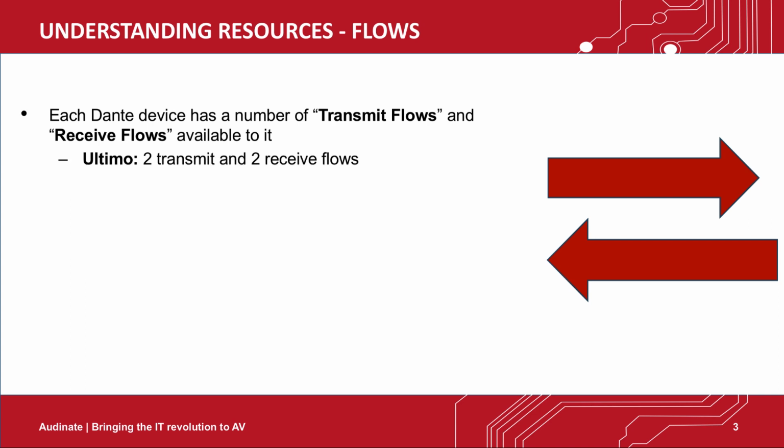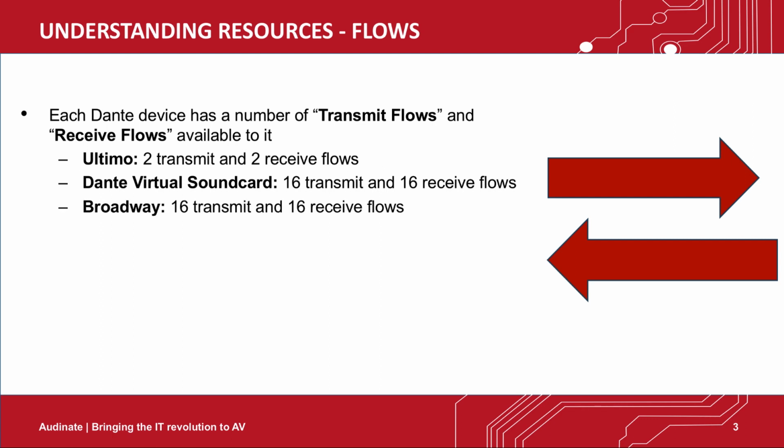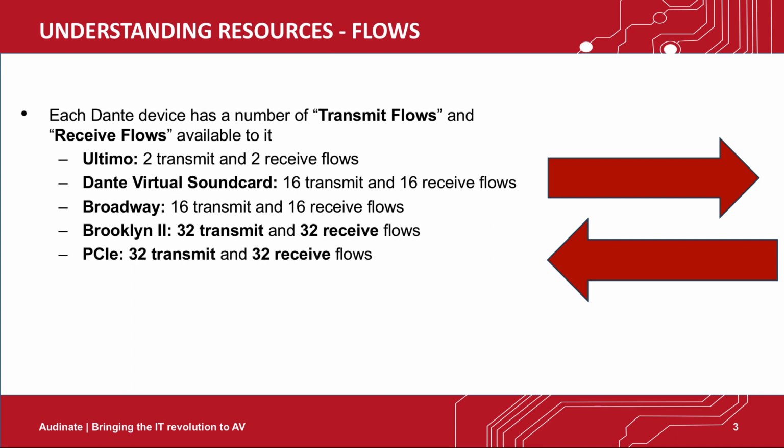An Ultimo device has 2 transmit and 2 receive flows. Dante Virtual Sound Card has 16 transmit and 16 receive flows. A Broadway device has 16 transmit and 16 receive flows. A Brooklyn 2 device has 32 transmit and 32 receive flows. A Dante PCIe card has 32 transmit and 32 receive flows. And a Dante HC device has 128 transmit and 128 receive flows.